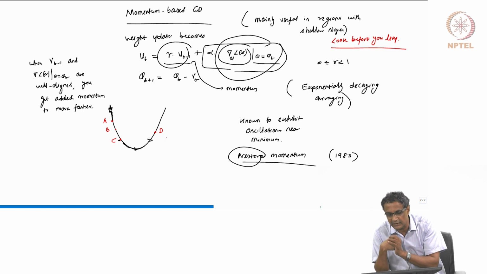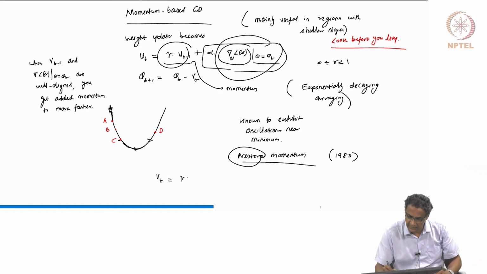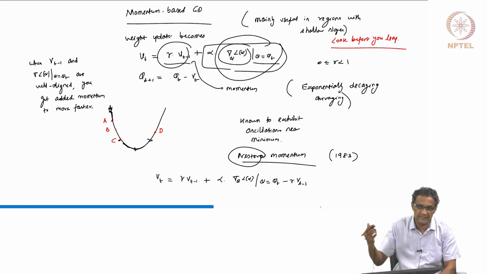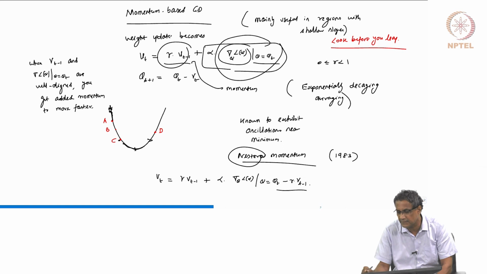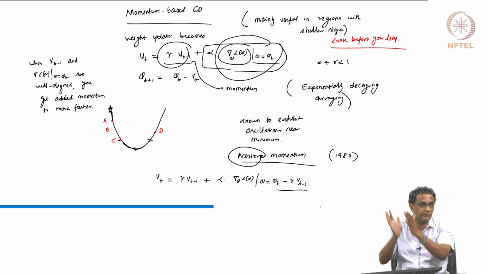So by saying looking ahead, let me write down that equation. This just changes in the following way. There's only one change. So Vt is equal to gamma Vt minus 1 plus alpha times the gradient of L at theta, except that theta becomes theta t minus gamma Vt minus 1. So then what this is saying is you can go ahead and sense what is happening at theta t minus gamma Vt minus 1, and if the slope has already changed, then when you estimate your new Vt, that will be a reduced step size, because the sign has changed. Otherwise, you would have leapt forward to D.